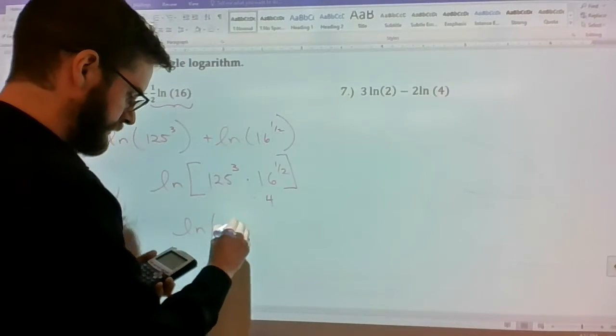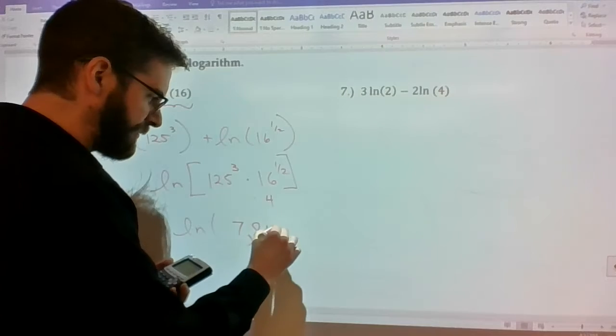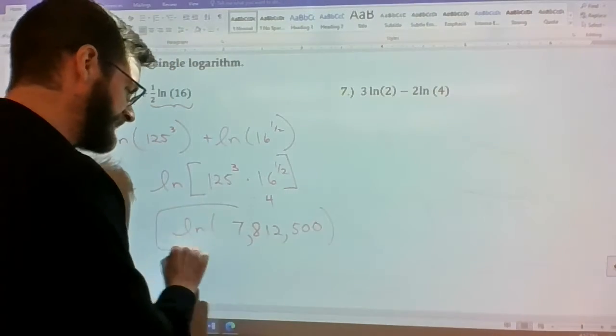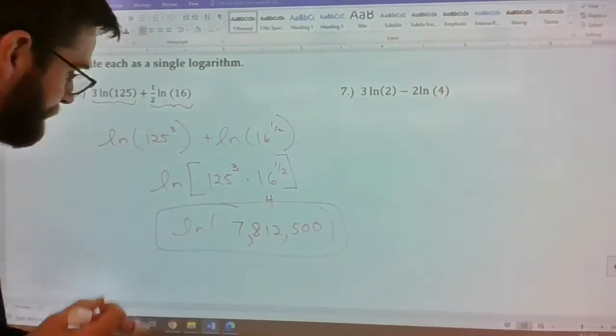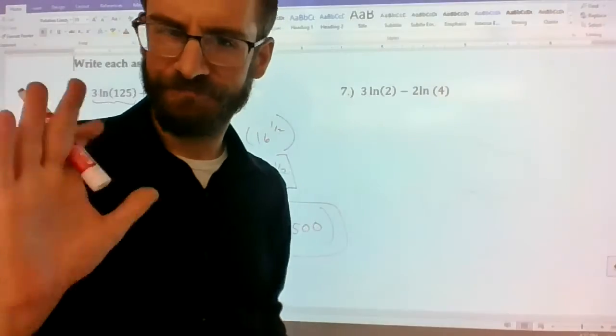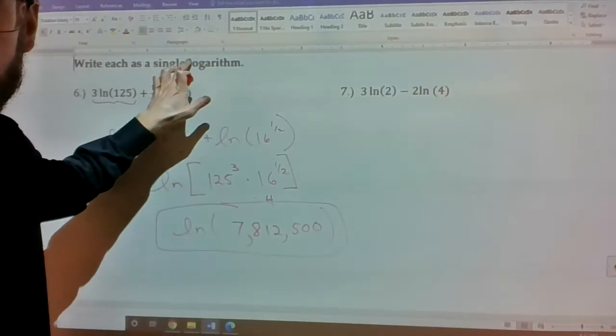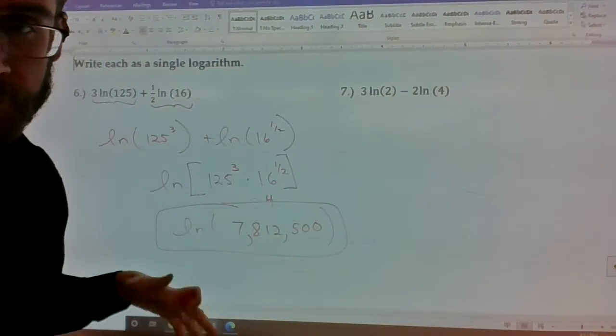Okay. Sometimes you get 7,812,500. Yeah. That's okay though. That's fine. We satisfied the condition. Write it as a single logarithm. That's a single logarithm. We did it.